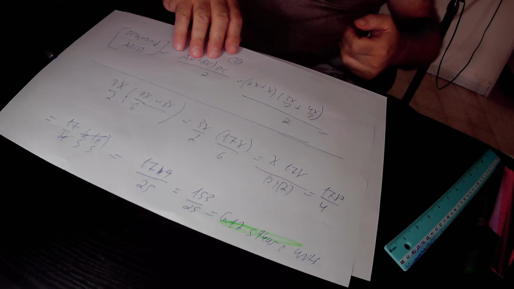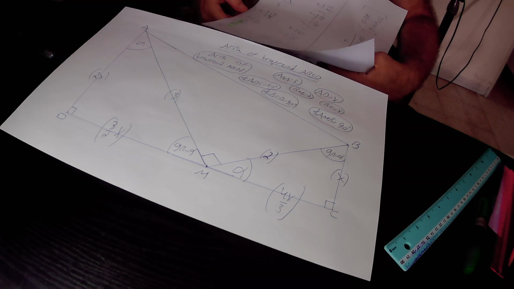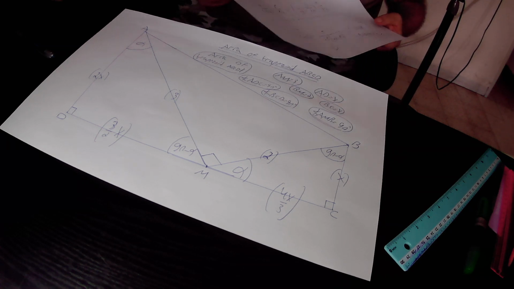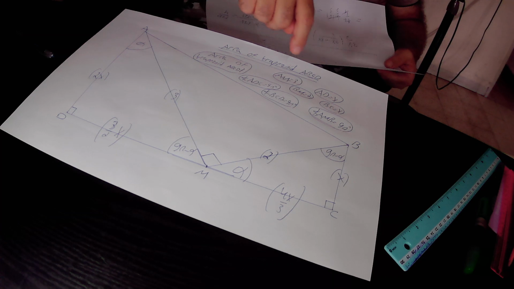So the area of this trapezoid ABCD, the area we are looking for, is 153 over 25 square units. In decimal terms, the area of this trapezoid ABCD is equal to 6.12 square units.